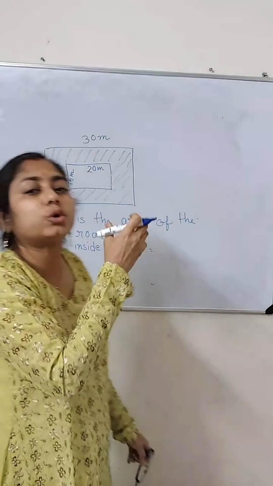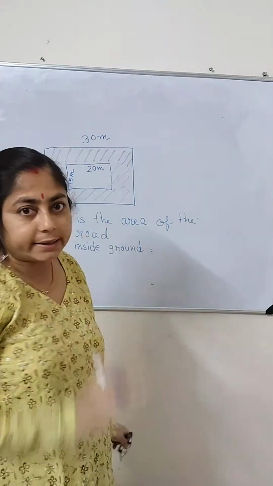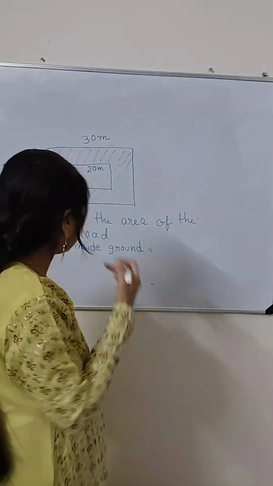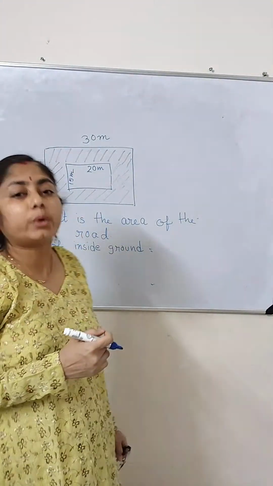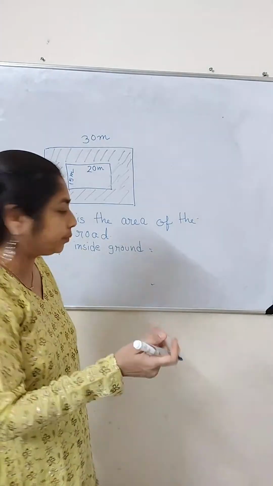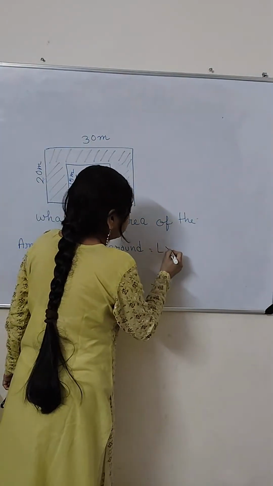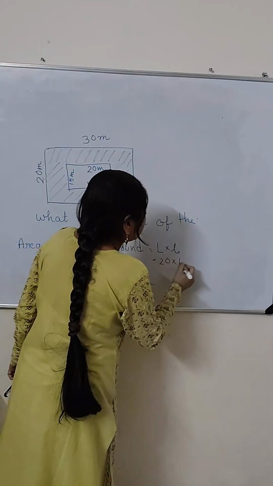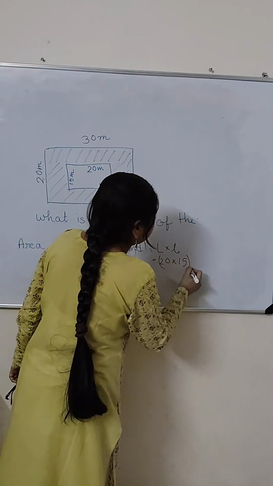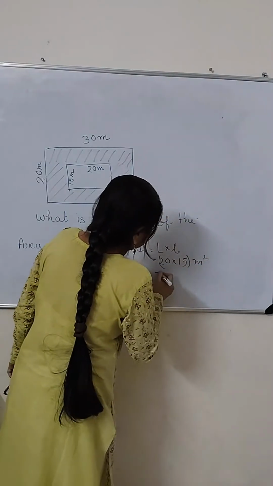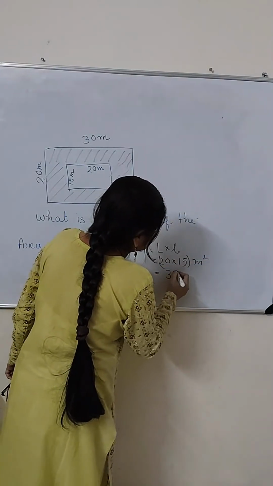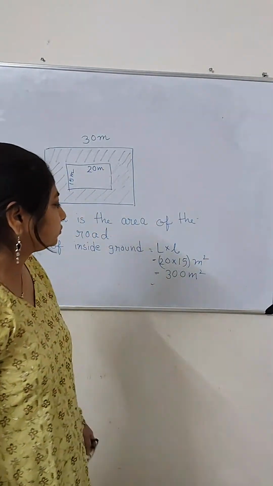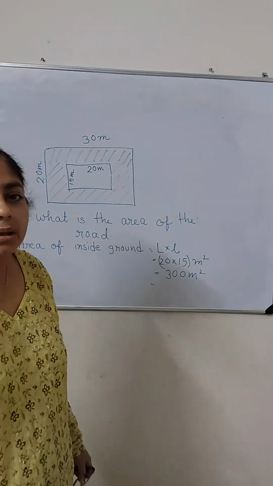First, you have to find out the area of the inside ground. You should find out the area of the inside ground. It is 15 meter and 20 meter. Normal formula L into B. First I write L into B, means 20 into 15. You use meter square because it is the area. And what is it? It is 300 meters square. Okay? Clear?